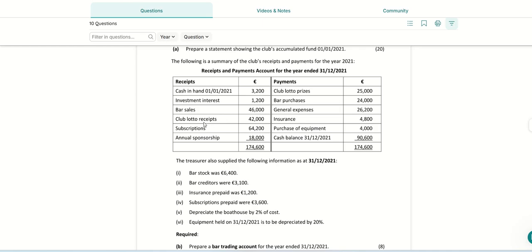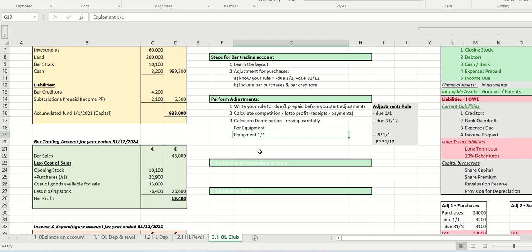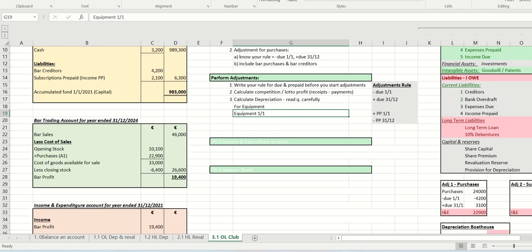So there'll often be a lotto, or there'll be some sort of a prize giving thing, a competition or something. You have to calculate the profit and put in the profit. And then I do depreciation last. And that way, if you do it the same way every time, you won't forget anything. So let's make a start with our subscription.